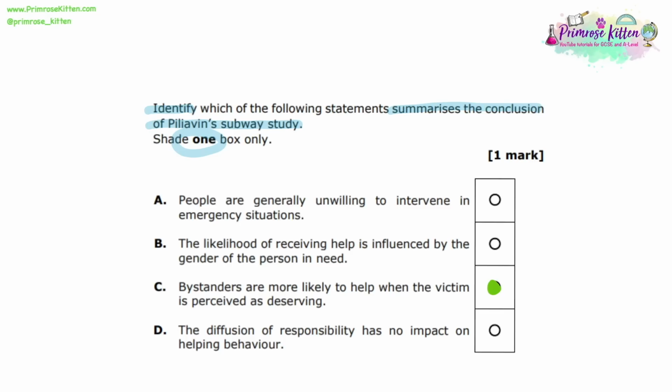Now let's examine why the other options are incorrect. Option A, people are generally unwilling to intervene in emergency situations. This statement is too broad and does not accurately reflect the findings of Piliavin's study. The study did not conclude that people are generally unwilling to intervene. Instead, it highlighted the influence of specific factors on bystander intervention. Option B, the likelihood of receiving help is influenced by the gender of the person in need. So while gender can be a relevant factor in certain situations, Piliavin's study did not emphasise the gender of the person in need as a primary determinant of bystander intervention. The study focused on perceived deservingness and the nature of the emergency.